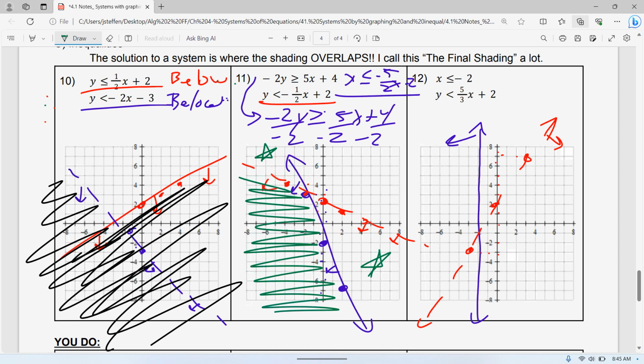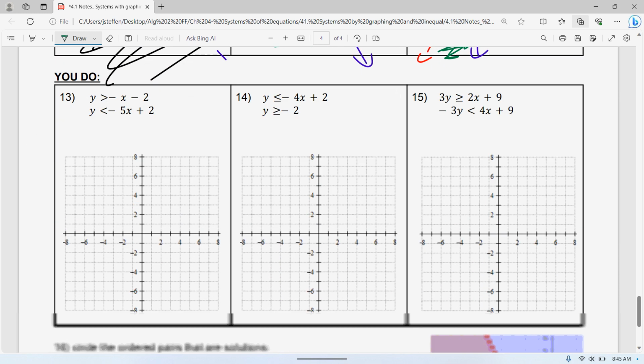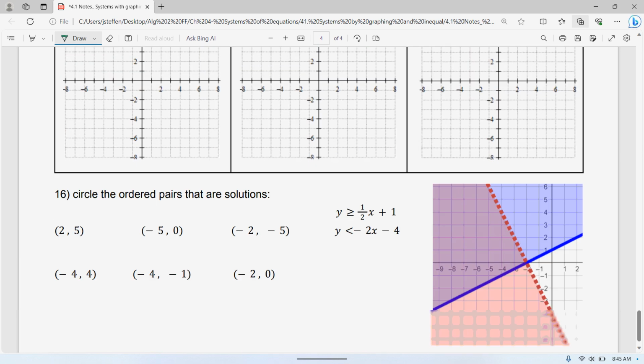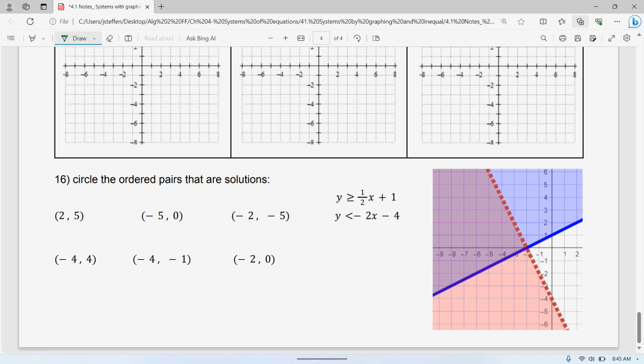So below the blue and below the red, you're right here. Again, everything over here is below the red, not the blue. Everything over here is the blue, not the red. It's only this small sliver that's the solution for both of them. I'm going to skip this "you do" part really quick because I want to go on to the last thing, number 16, because I think this is very important. So number 16, and my graph looks a little bit better than yours because it's in color. So if you want to pay attention to that, you can.